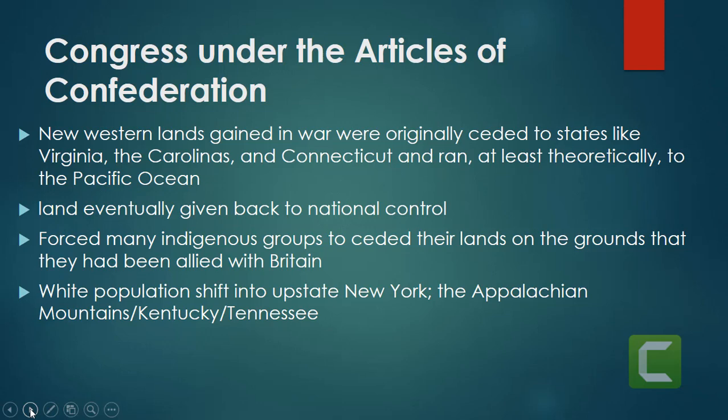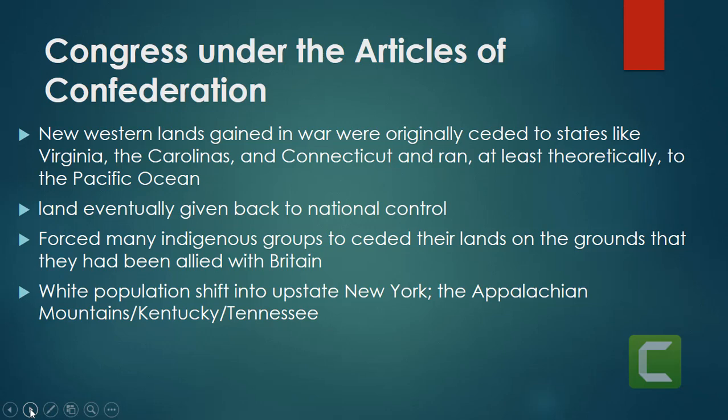Okay. So one of the main successes of the new U.S. government under the Articles of Confederation dealt with land, particularly all of that new western land that was gained in the war. Remember, the Ohio Valley and all of that land east of the Mississippi River that had belonged to Britain has now been transferred to the United States as part of the settlement of the war.